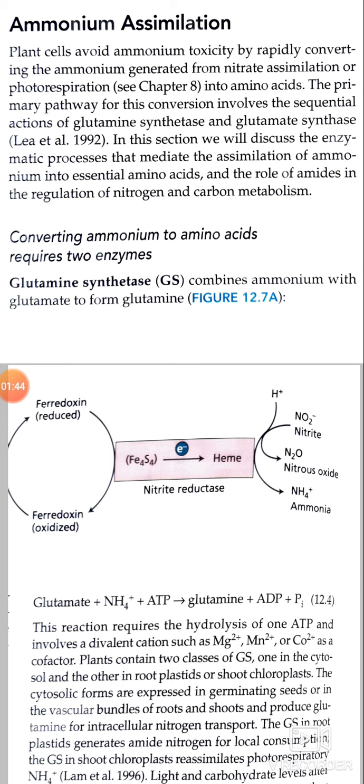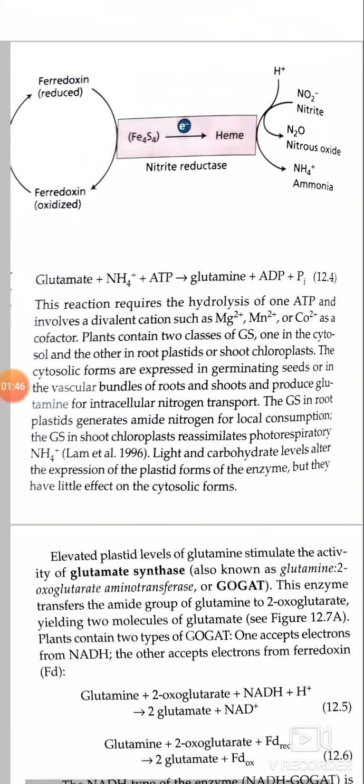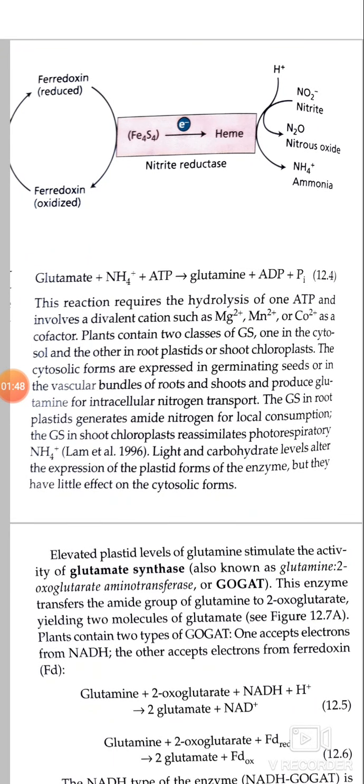Ferredoxin is reduced and converted into ferredoxin, and it forms in the presence of nitrate reductase. It forms heme and separates, converting nitrite into nitrous oxides or ammonia.